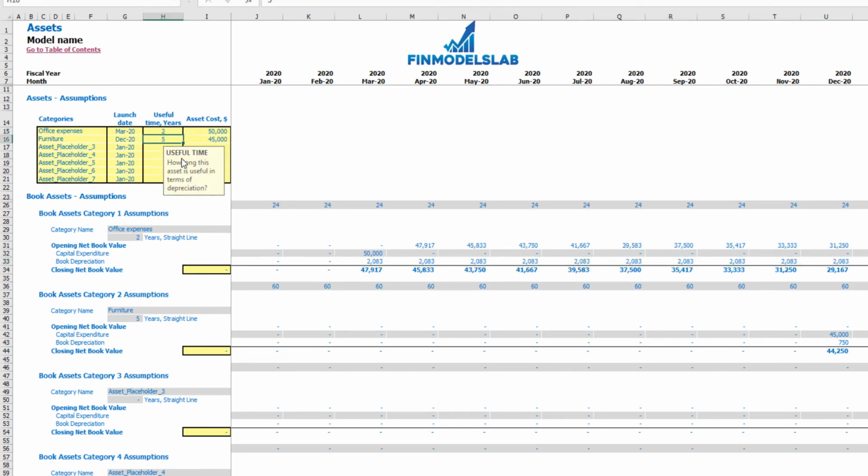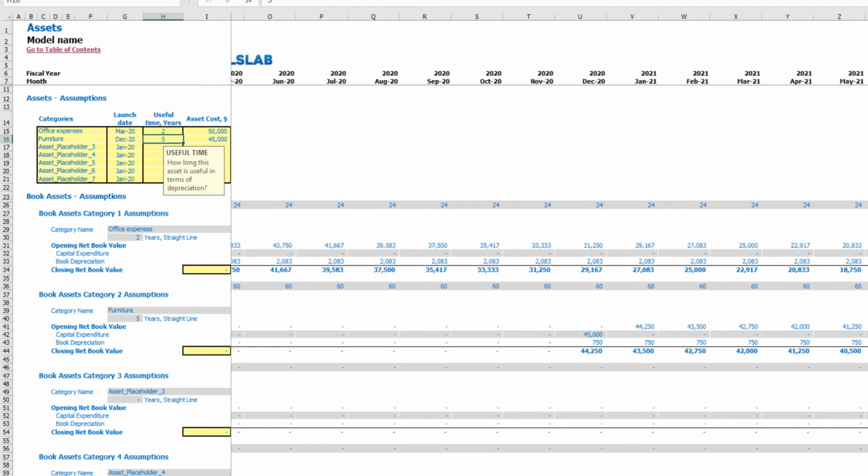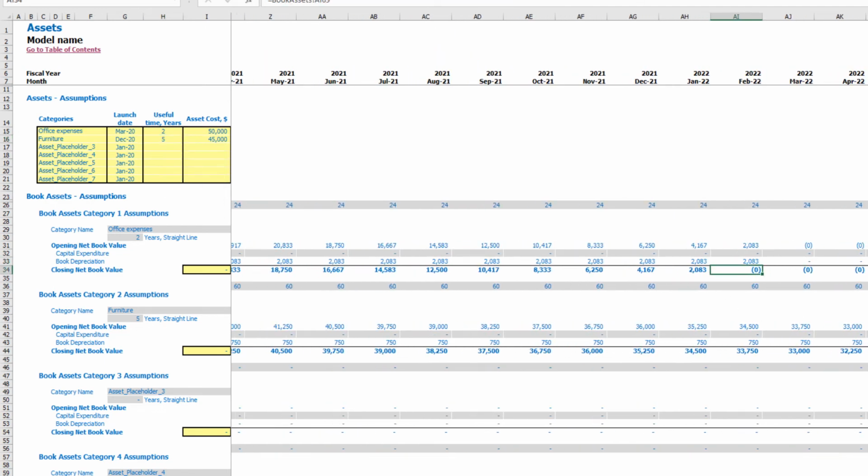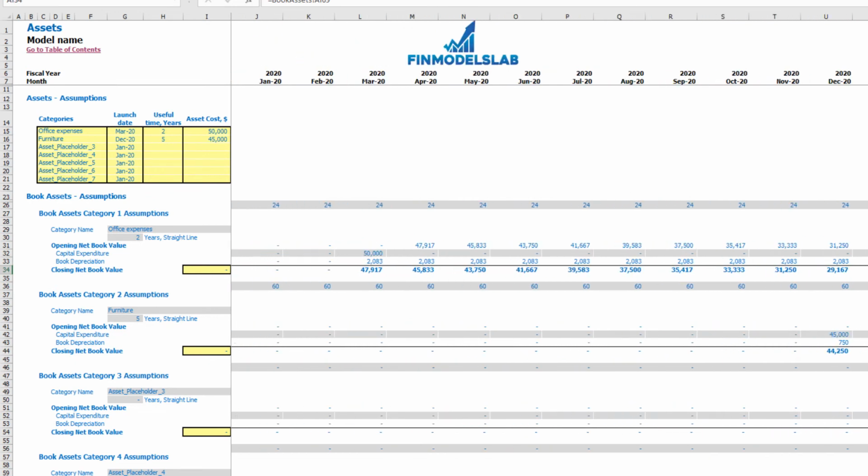If you set 2 years, for example, you will see that it will be amortized fully by February 22, which is 2 years from March 20. And you can see the closing net book value of this asset. Additionally, you can input up to 6 other asset line items.